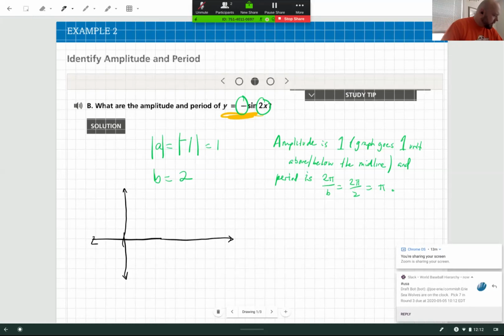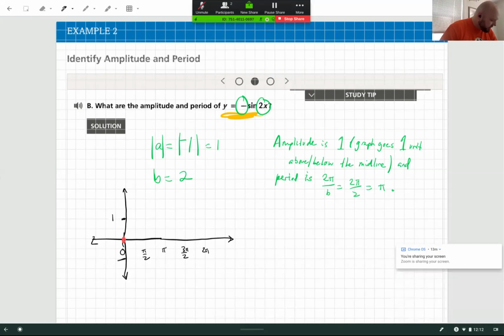Okay, so I'm going to graph this one in red. We know that sine functions always start at the origin. Oops, before I even go any farther, I want to put some points on here. So this is going to be 0. I'm going to go pi over 2, pi, 3 pi over 2, and then 2 pi. And we know we go up to 1, we go down to -1. So normally on a sine graph, we would be moving up first, but because we have a negative amplitude, we're actually going to go down first.